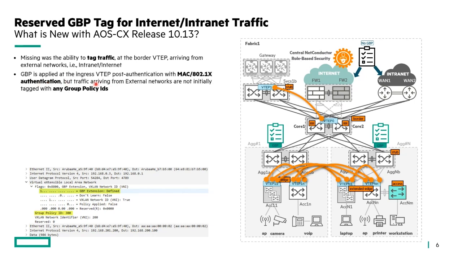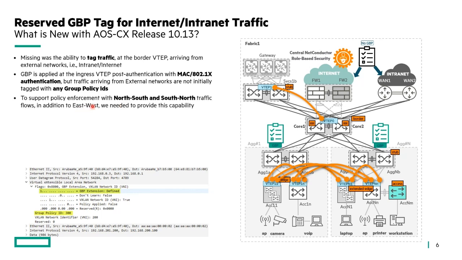GBP is applied at the ingress VTEP post-authentication with MAC or 802.1X authentication. But as I mentioned, traffic arriving from external networks is not initially tagged with any group policy IDs. As a review as well, this is what it looks like. The group policy ID is put within the VXLAN header that you see here, and then that gets mapped to a specific role on the switch itself.